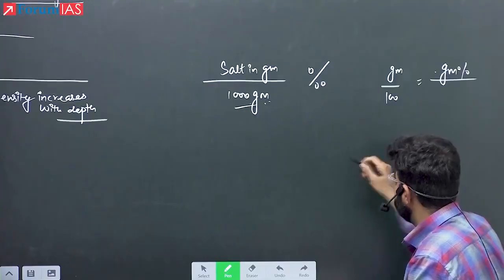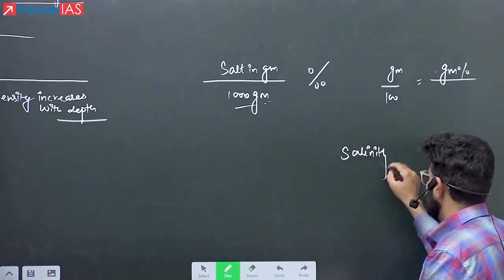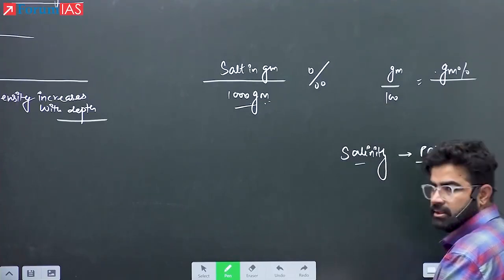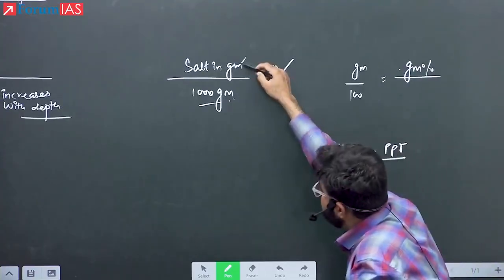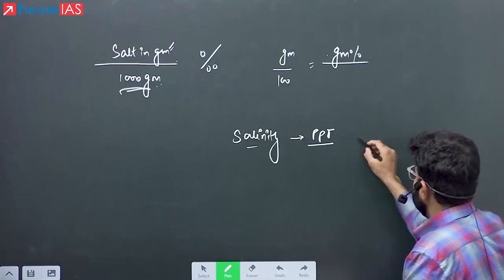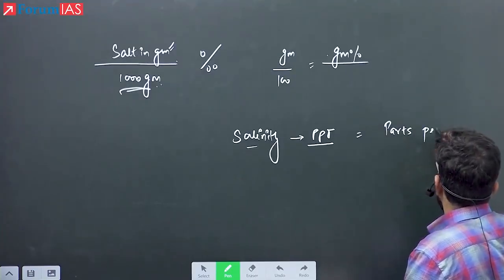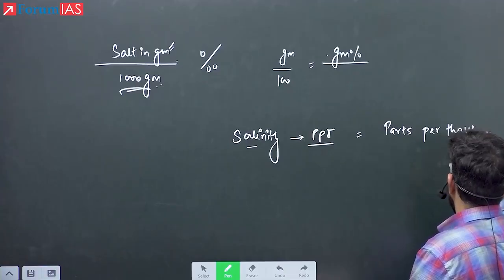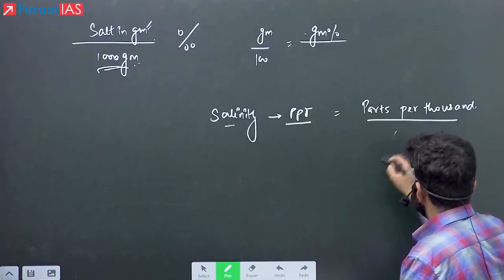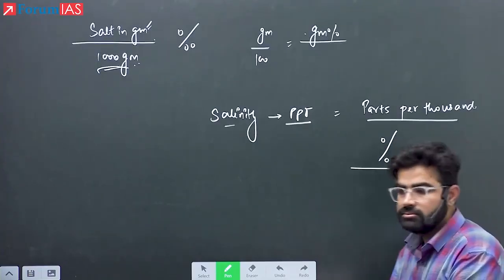So salinity is represented by PPT. Write down, salinity is represented by PPT. PPT means parts per thousand. Means how many parts in gram are there in 1000 parts of oceanic water. So write down PPT, and this is the symbol.